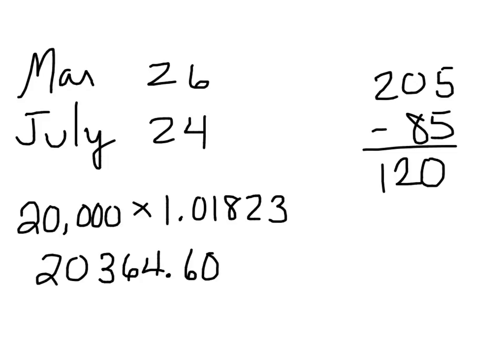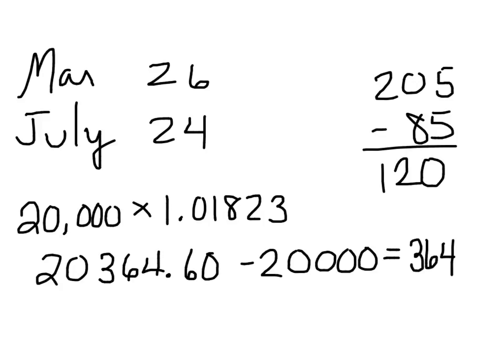So, after 120 days, I had $20,364.60 in my account. How much did I make? If I subtract out 20 grand, that's how much we started with. How much money did I make? $364.6. Right.